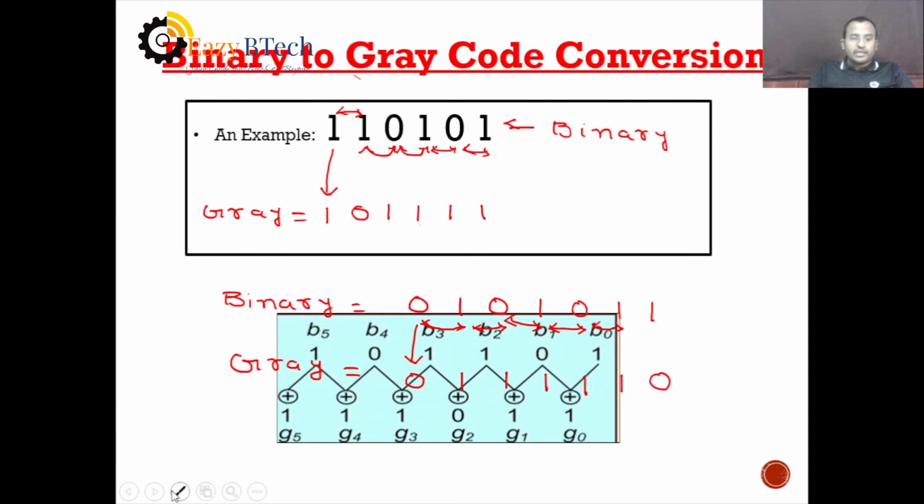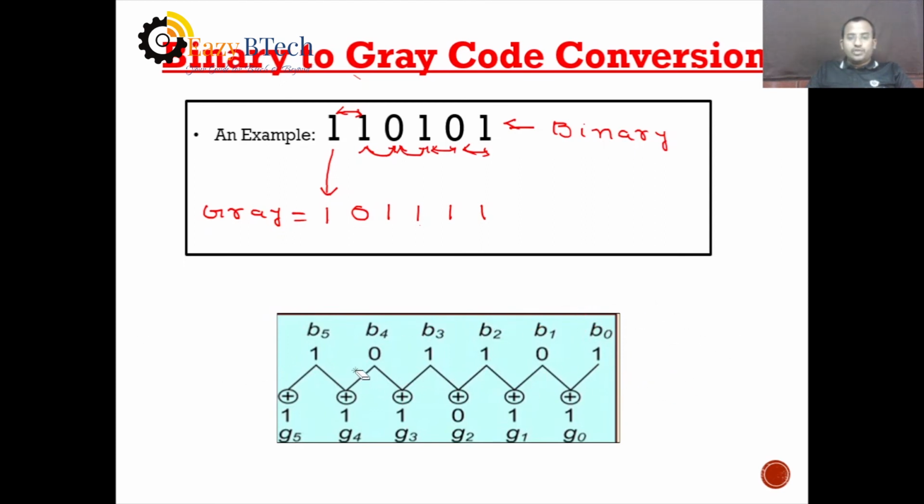I will explain one more example with the help of a diagram. If this is the given binary code 101101, so the MSB we will take as it is, 1.